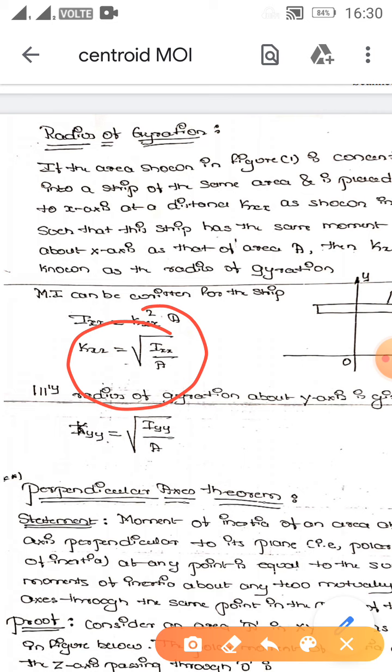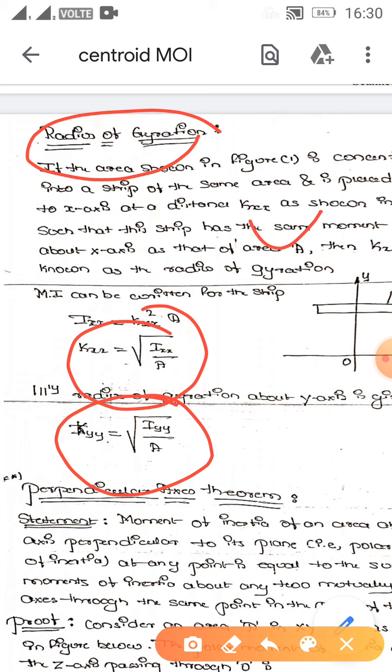And if you want to calculate for the yy direction, we need to take it as square root of Ixx divided by area, and kyy is given as square root of Iyy divided by area. So this explanation for the radius of gyration is being given over here. Just have a look. This is not that important. I'm not going into detail for this one, otherwise the video becomes too lengthy.